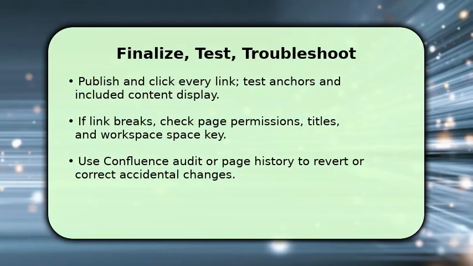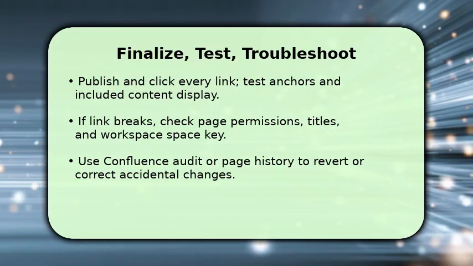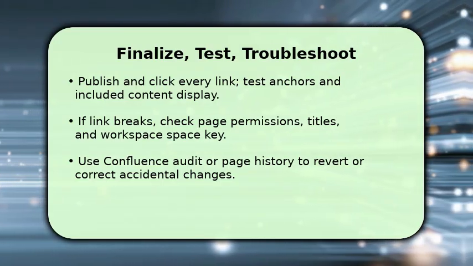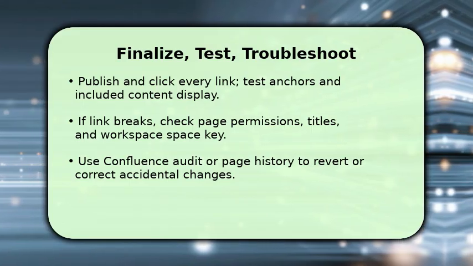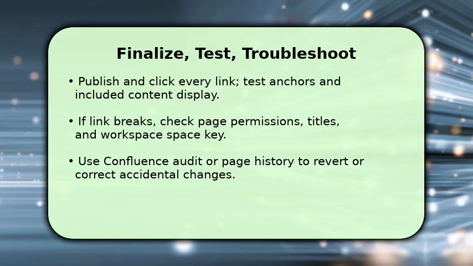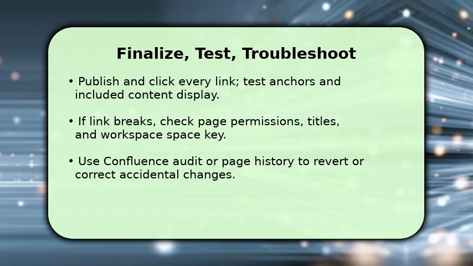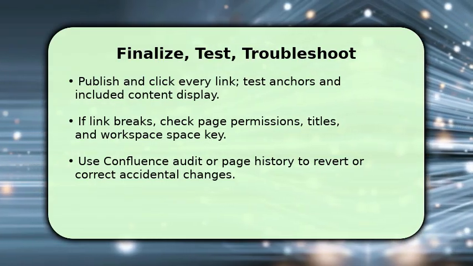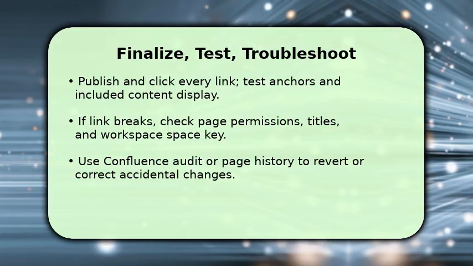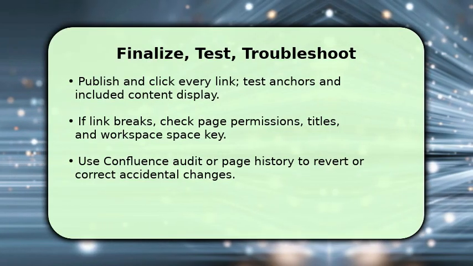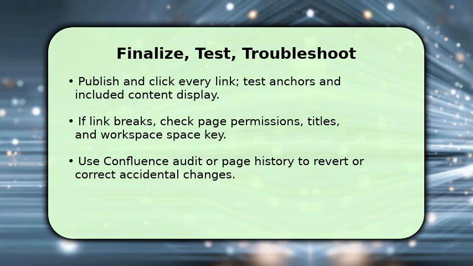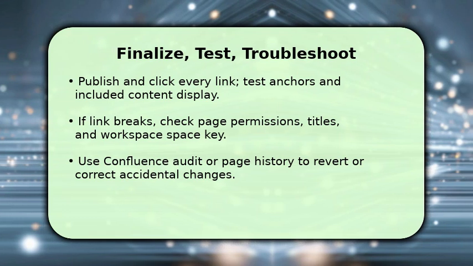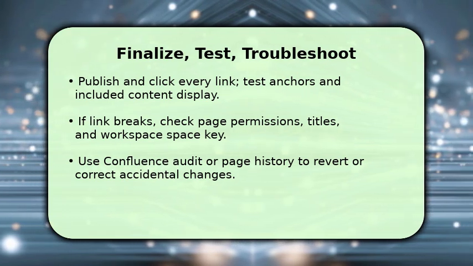You finish by publishing and testing thoroughly. Click each link and confirm anchors jump to the intended section and includes render correctly. If a link breaks, make sure the target page title didn't change, verify permissions, and check the space key in any manual URLs. When things go wrong, use page history to restore a prior version or inspect the page's audit to see recent edits. Make incremental fixes, then retest so users won't encounter stale or inaccessible links.